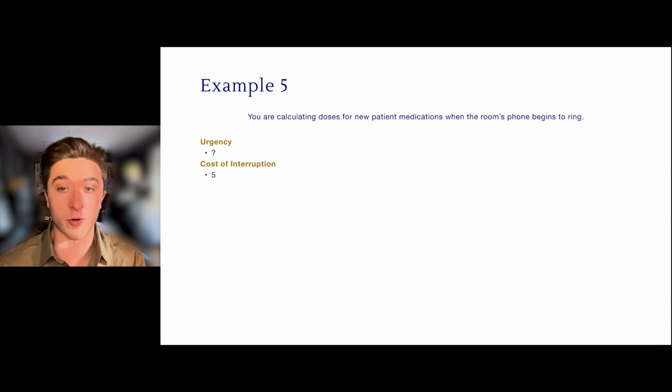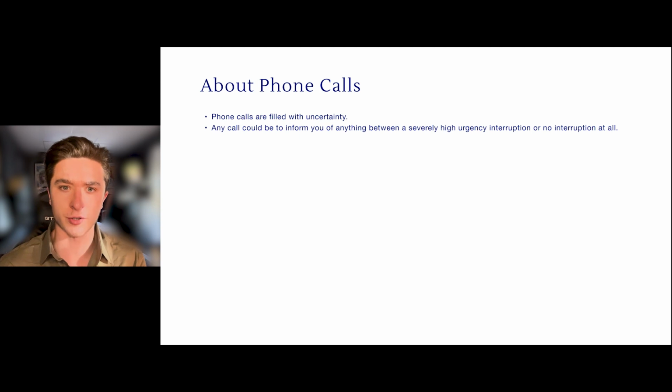The urgency of the phone call is therefore going to decide what strategy we choose. But that's the thing. When a phone call happens, you often don't know what it is for. So this call in question could be to inform you of anything between a severely high urgency interruption of the utmost importance, or it could be no interruption at all. So the problem here is the high level of uncertainty. It's really a probability game every time a phone rings.